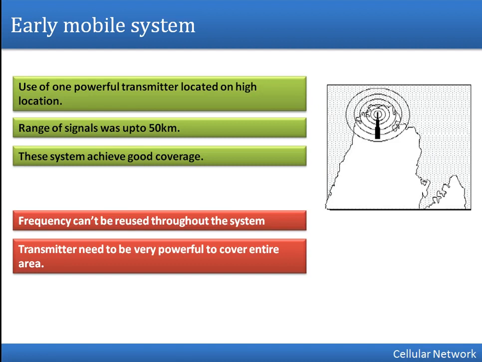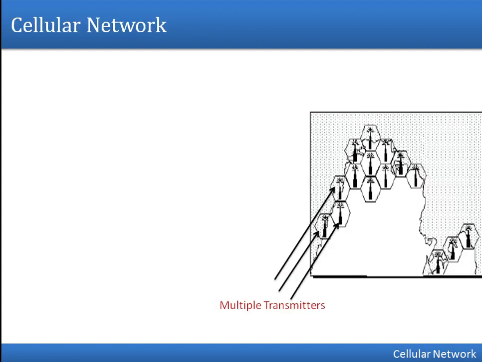Now, what did cellular network suggest? Cellular network suggested that instead of having a single transmitter, why don't we go for multiple transmitters with low power. So in cellular network, instead of having a single station, we have multiple stations. Now these stations are not as powerful as we have seen in the previous slide. These transmitters have less power, and because of this reason, they can cover a particular area of a region.